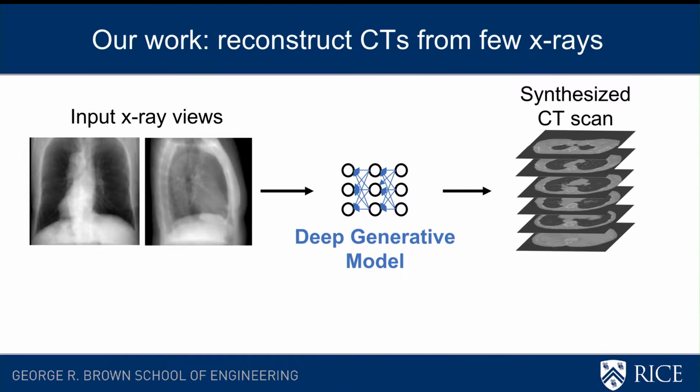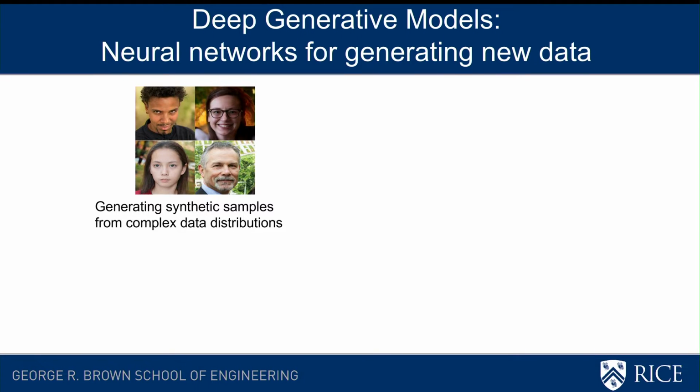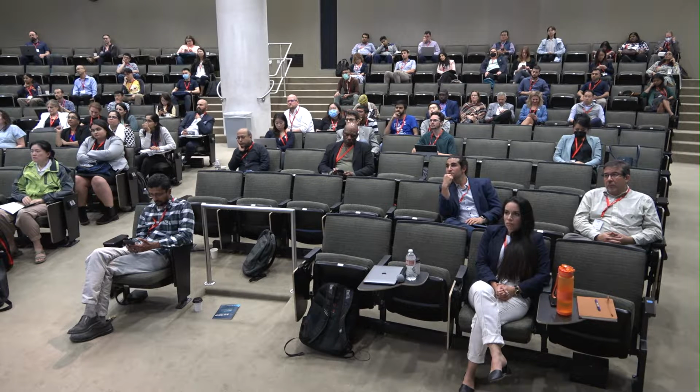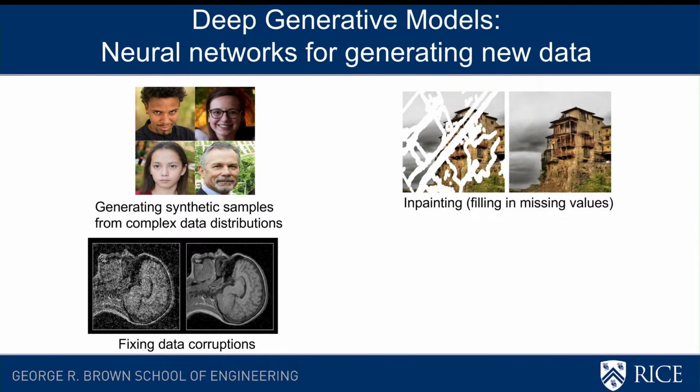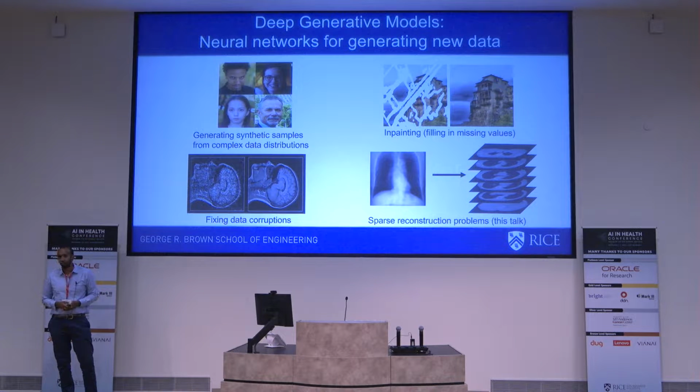Deep generative models, as has been touched on, are something my group in particular is quite interested in, not just for medical imaging, but also for a lot of natural imaging problems. And it has been shown that we can do all sorts of things with deep generative models, like creating images, in-painting, which means filling in missing values, fixing data corruptions, which is quite relevant to medical imaging, and then the type of problem that we're interested in, which is sparse reconstruction problems.